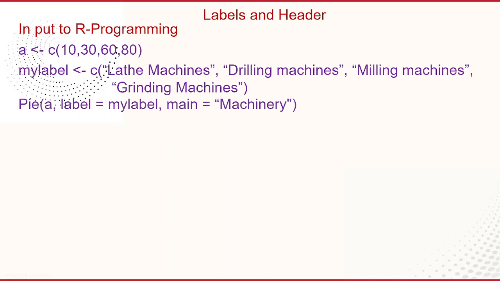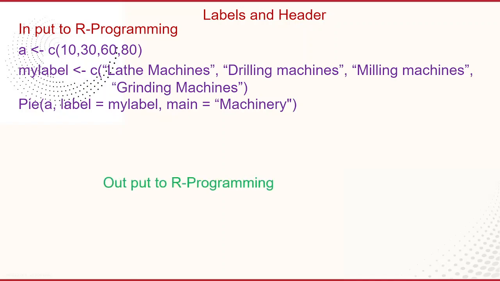Now I want to draw the pie chart. A comma label is equal to my label, and main. The pie chart's main heading, whatever you want, you can assign like this. Main is equal to machinery. Within the inverted commas keep the text. That text will be displayed at the top of the pie chart. Here all of this is related to machinery, so I gave the title machinery.